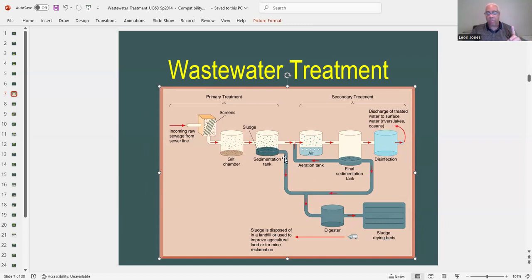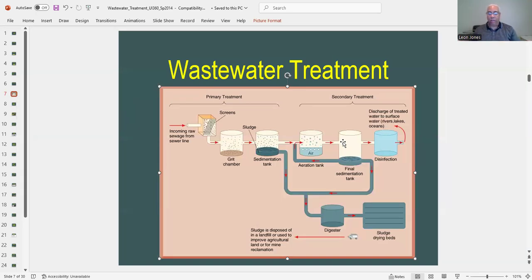Now, your secondary treatment is you have your sludge. Your sludge goes into what we call an aeration tank. Then you have a final sedimentation tank. And then this is where your water gets treated. And this is the water that comes to become surface water, from your lakes, your rivers, and your oceans. Well, this is the discharge. It's disinfecting, and what we use to disinfect water is chlorine.